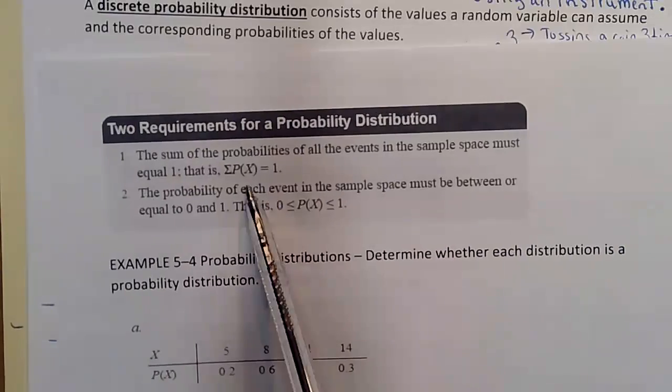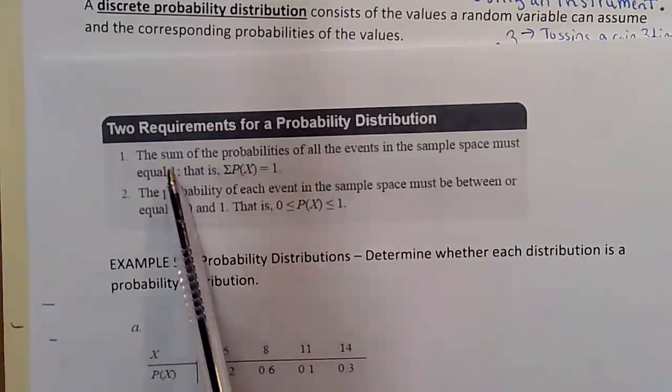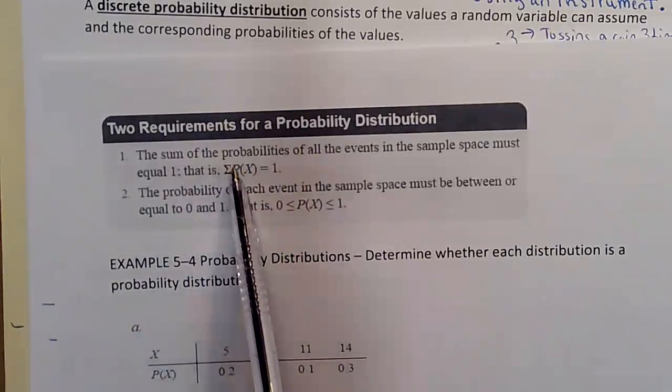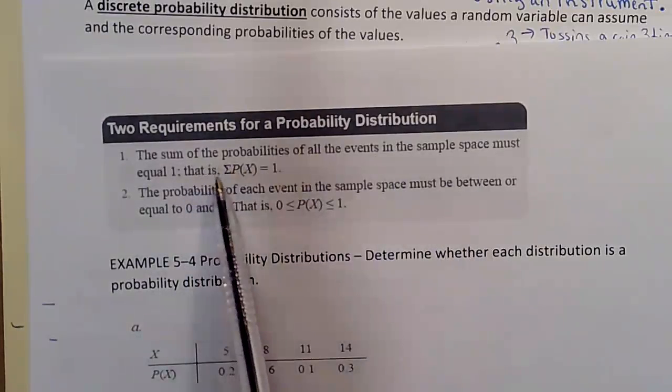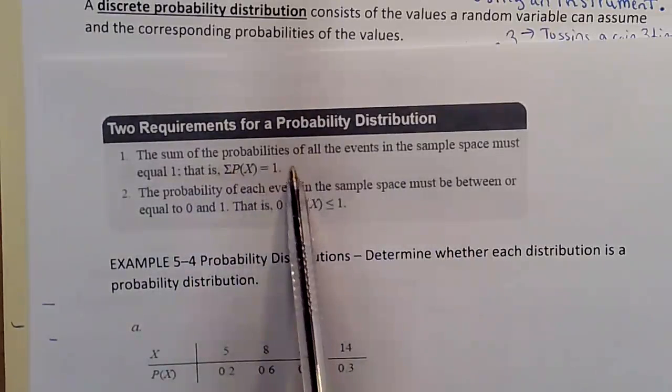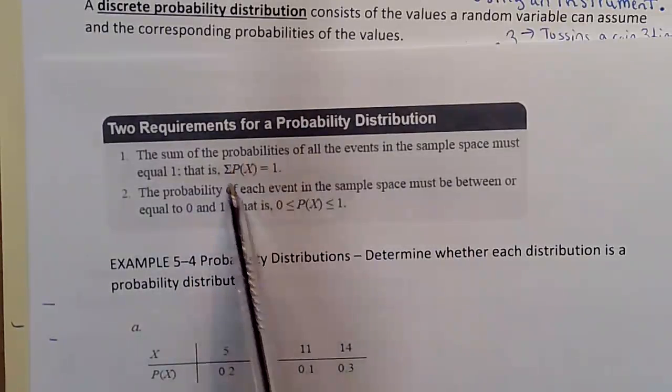So what I was doing back here, 2 requirements for a probability distribution: when you sum the probabilities of all the events in the sample space, they must equal exactly 1. So that's what I just showed. We added them all up and got 8 over 8, which is 1.